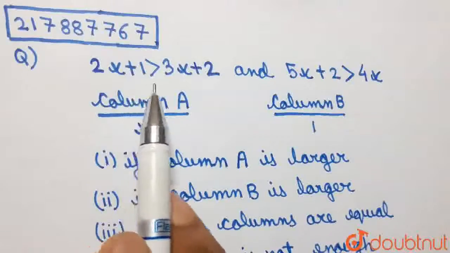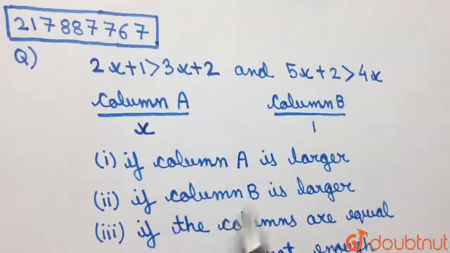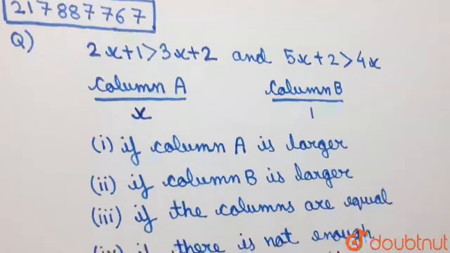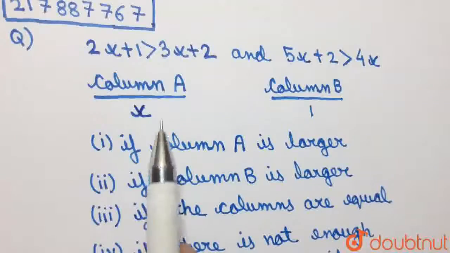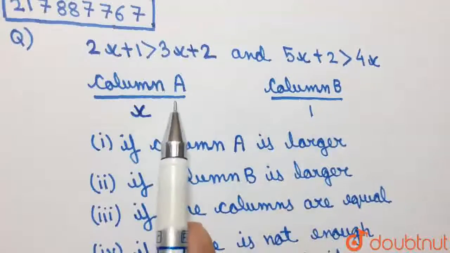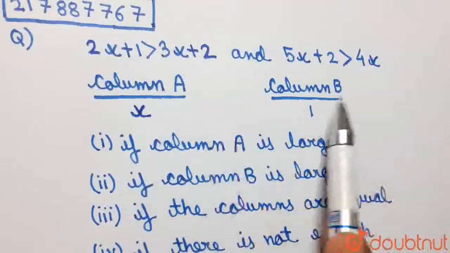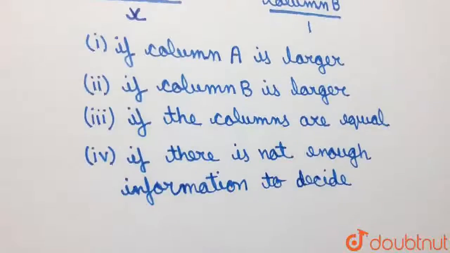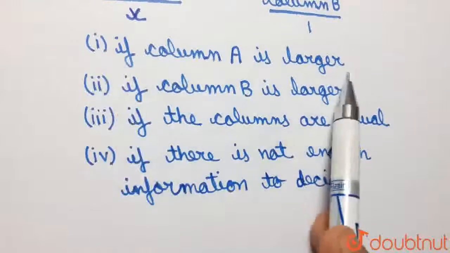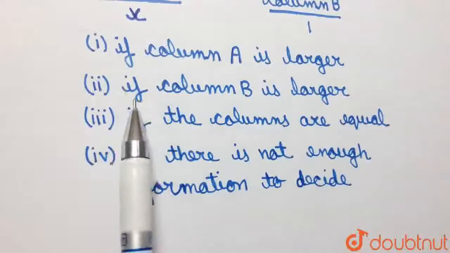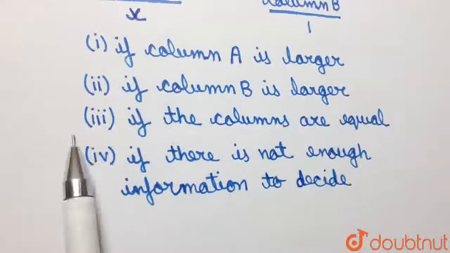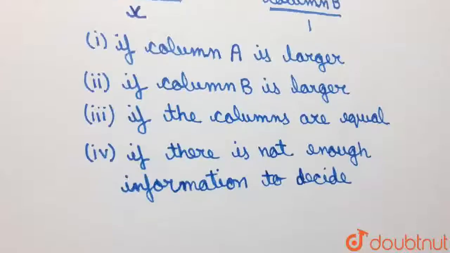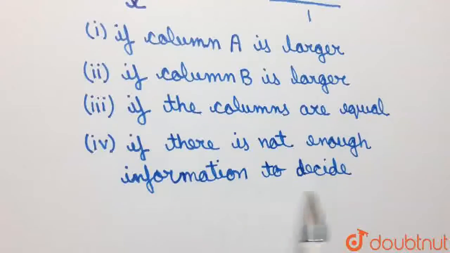2x plus 1 greater than 3x plus 2 and 5x plus 2 greater than 4x. We have been given two columns, column A and column B. In column A, the entry is x, whereas in column B, the entry is plus 1. As per the options, option 1 will be correct if column A is larger, option 2 will be correct if column B is larger, option 3 will be correct if the columns are equal, and option 4 will be correct if there is not enough information to decide.